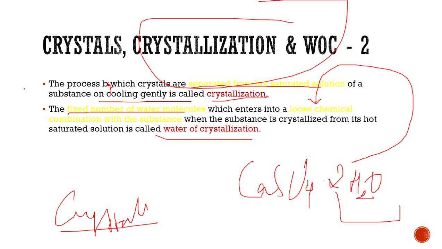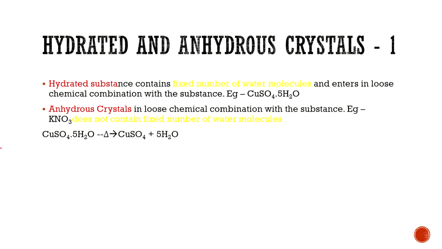You only have to learn what a crystal is, properties of crystals, what crystallization is, what water of crystallization is, along with some examples. Now let us look at hydrated and anhydrous.